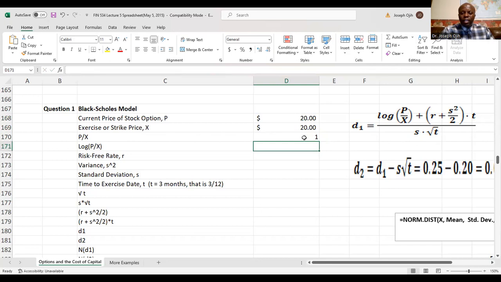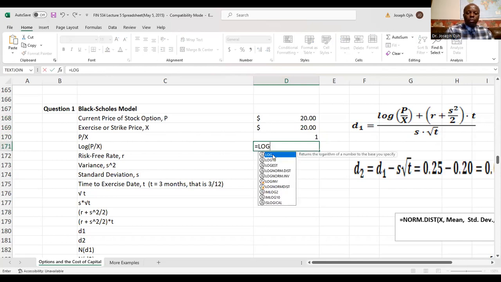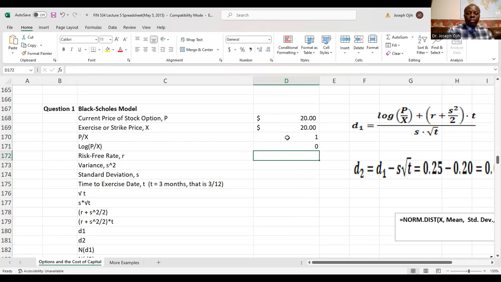Then log P over S. You can see right here, log P over X equals, type log. It will show up. Double click on it. P over X is right here. Get the answer for P over X, and that gives us 0.